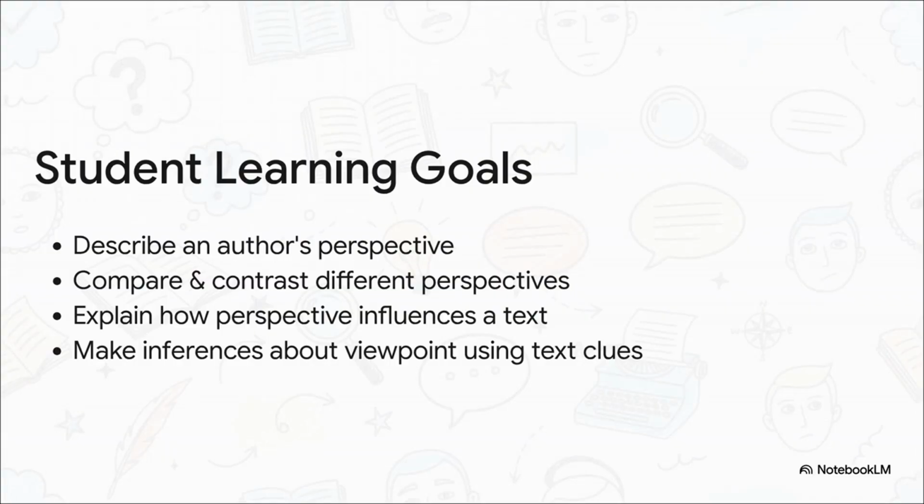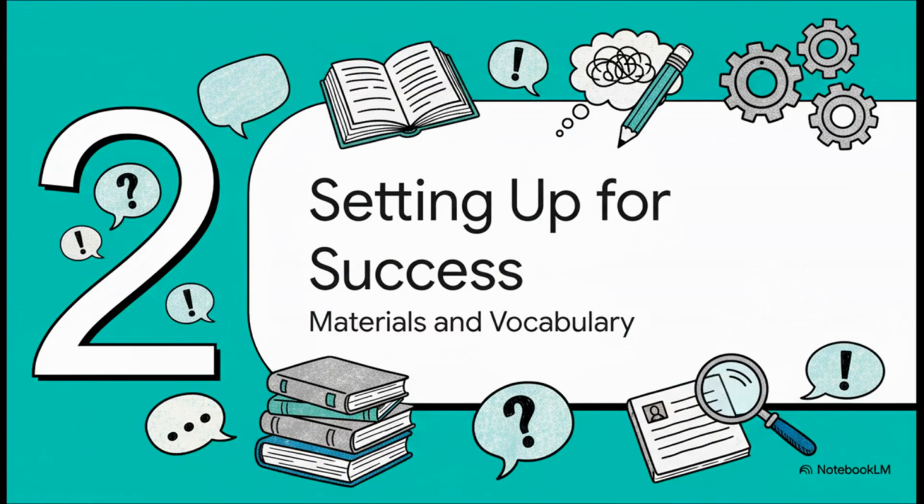So this is what we're aiming for. These are the big learning goals. We want students to be able to describe an author's perspective, sure, but also to compare it with other authors writing about the same topic. And the really crucial part is getting them to explain how that perspective influences the text, using solid evidence to back it all up.